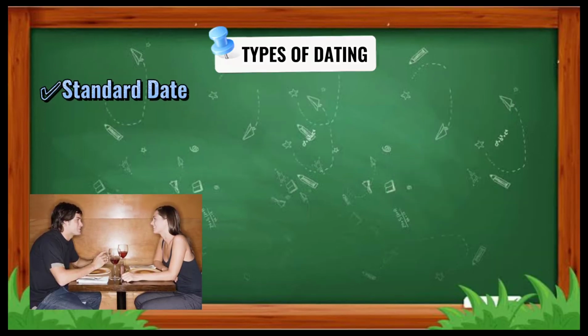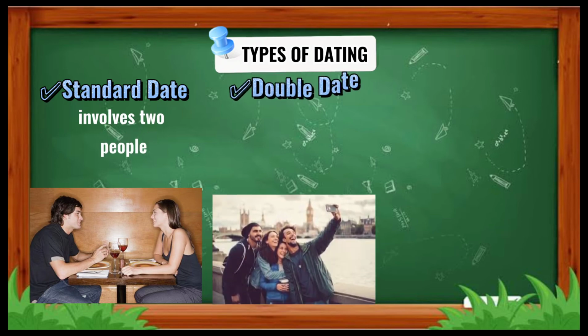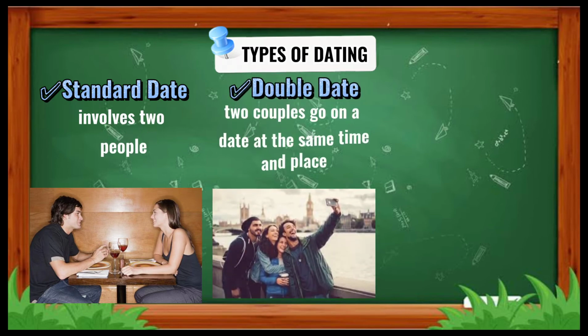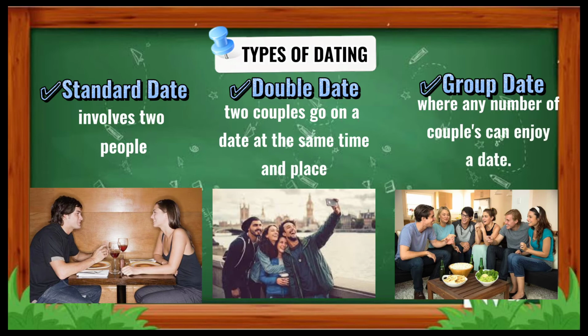1. Standard date involves two people. 2. Double date. Two couples go on a date at the same time and place. And 3. Group date, where any number of couples can enjoy a date.